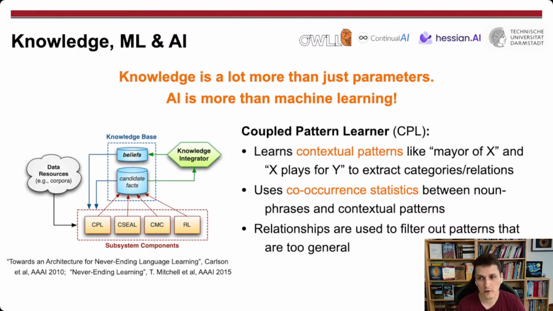So the coupled pattern learner, or CPL for short, learns contextual patterns, something of the sort of "mayor of X" or "X plays for Y", to extract categories and relations. It does so by using co-occurrence statistics between noun phrases and contextual patterns. Based on these statistics, the relationships are used to filter out patterns that are way too general.